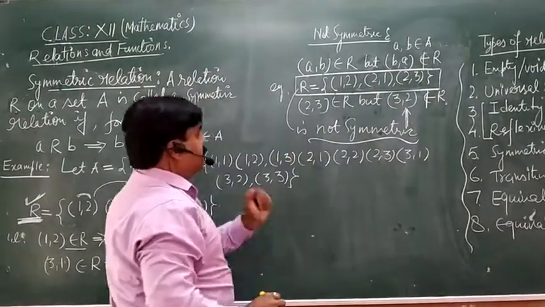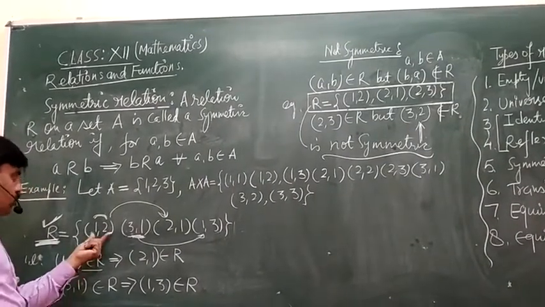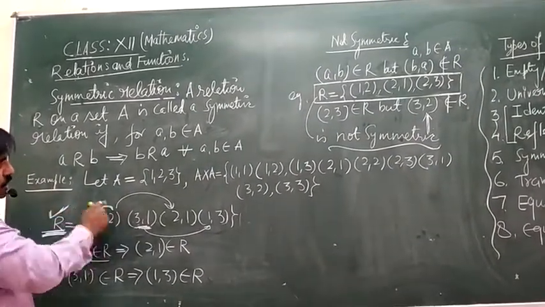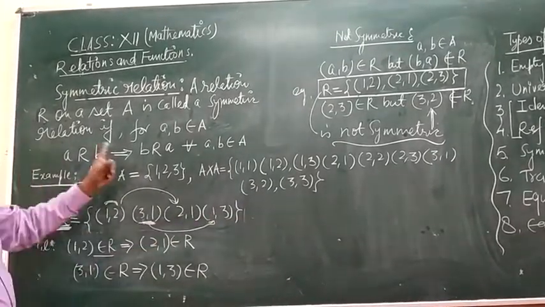So to become symmetric, the order in which the elements are given matters. If (1, 2) belongs to R, then if we interchange them, (2, 1) must also be in R. Then only you can say this relation is symmetric.